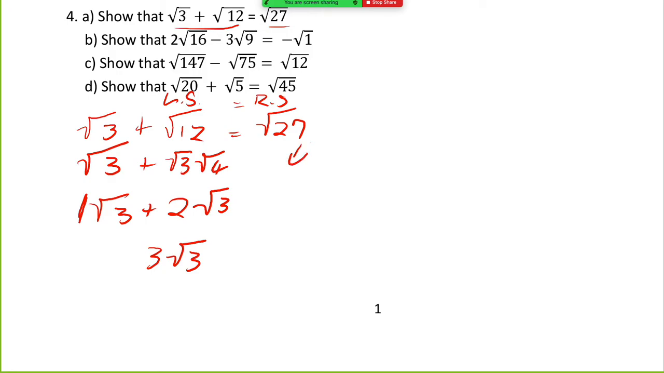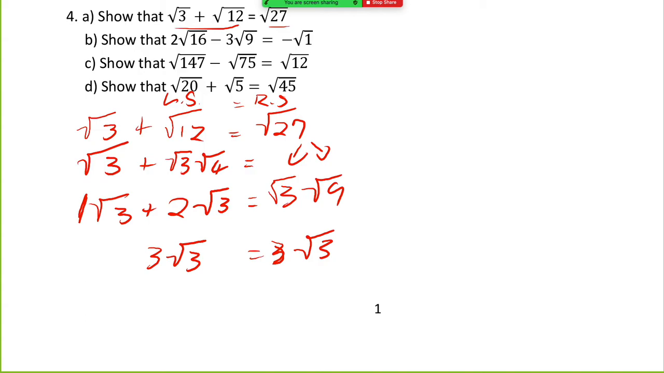27, we know that we can break that into 2 factors, and those 2 factors can be root 3 and root 9, and we know root 9 is 3, so we get 3 root 3. Sorry, I had a brain meltdown there.